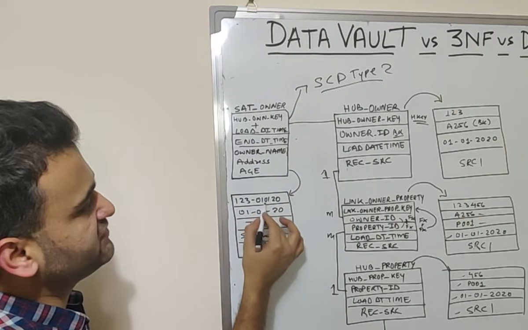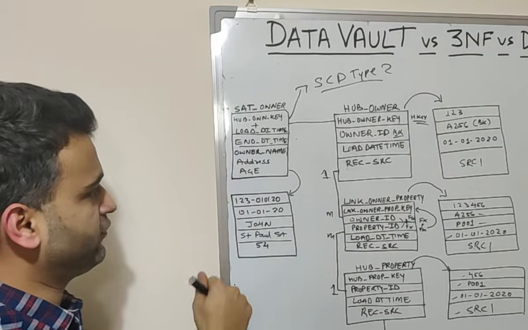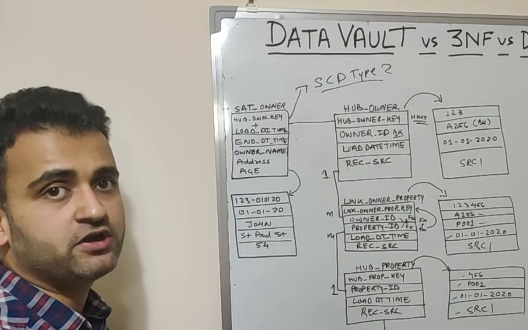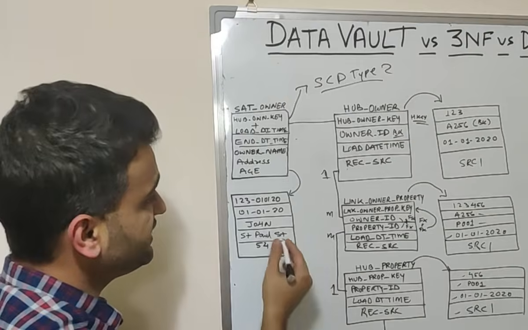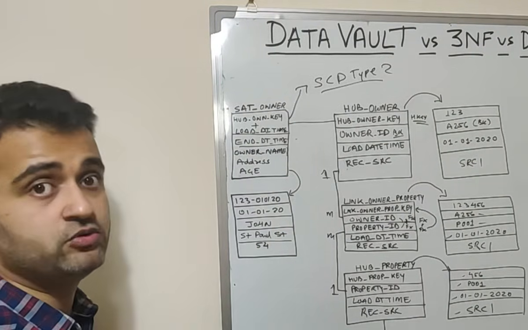123010120, which is the date timestamp and the hash key, for example, and maybe the end date is also 1st of January 2020. So on 2nd of January, if any other record comes in, then it will be inserted and it will be identified as a unique record.